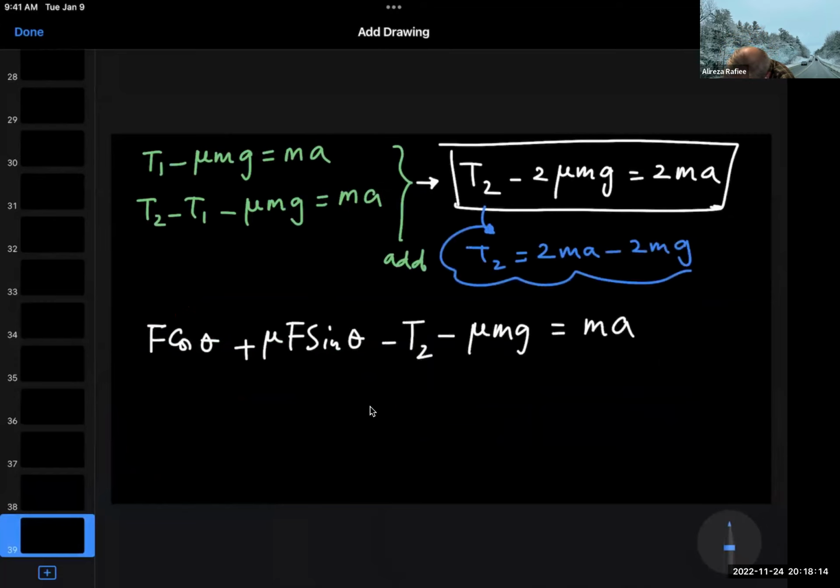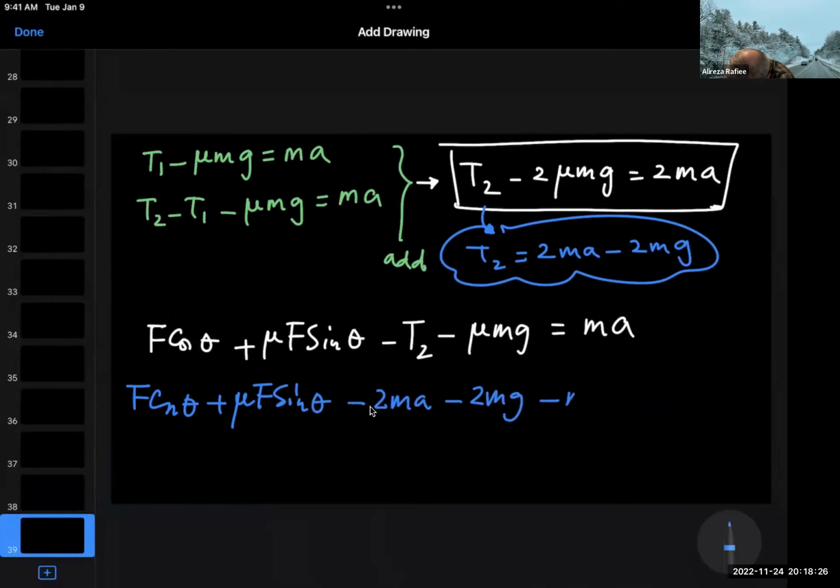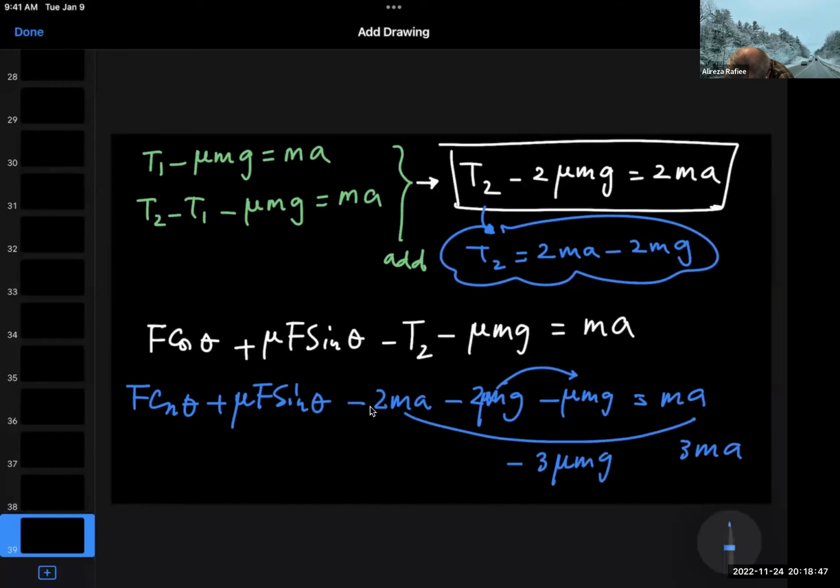Then take this one and replace it here. So I will get f cosine theta plus mu f sine of theta minus 2ma minus 2 mu mg minus mu mg equal to ma. This goes here. That becomes 3ma. This, I forgot a mu here. This 2 and this one becomes minus 3 mu mg, so minus 3 mu mg is equal to ma.